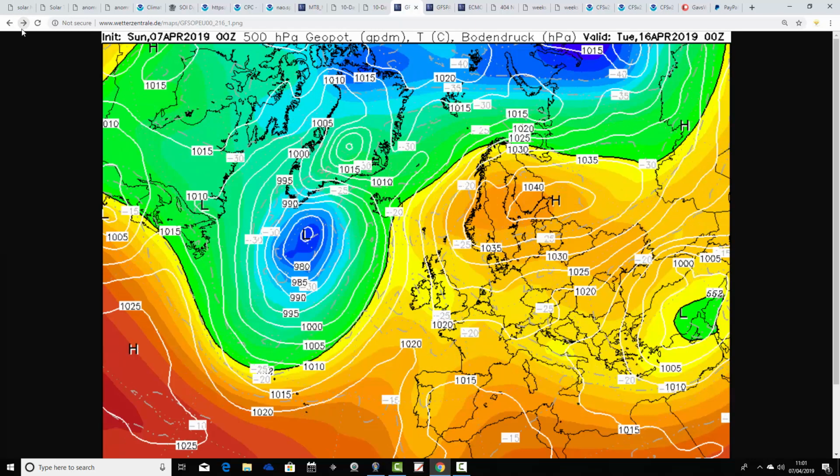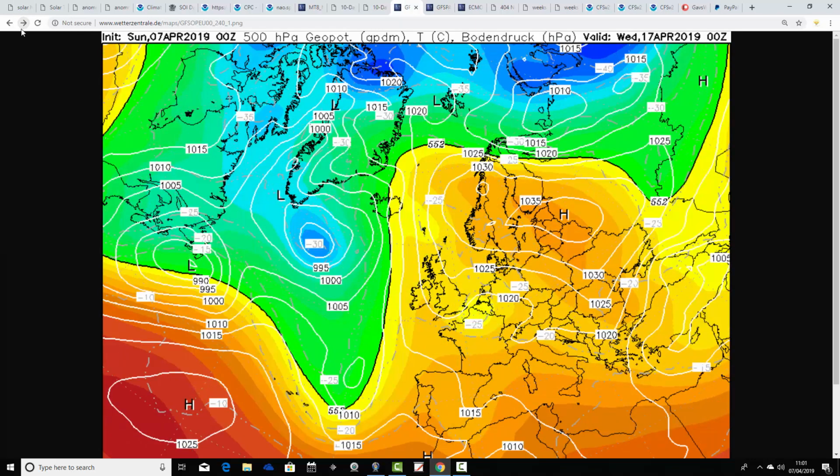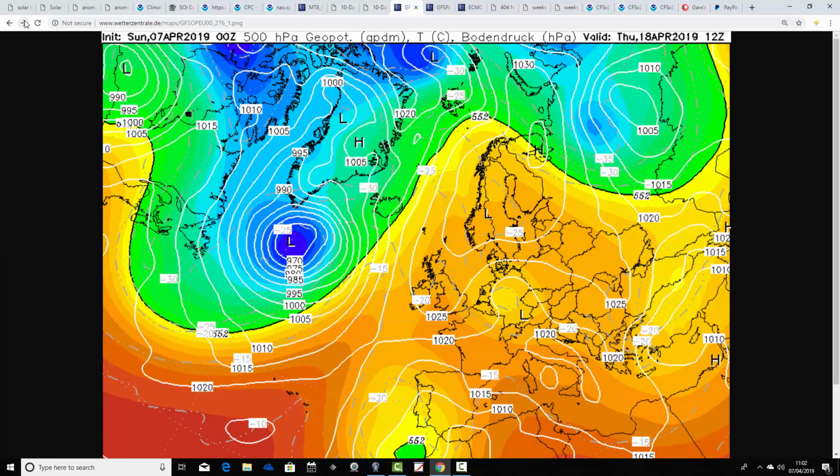Into next week, high pressure again is still there over Scandinavia. If anything, it starts to win the battle. So that's how we look at day 10, which is Wednesday the 17th of April. Against a high pressure over Scandinavia that's dominating, we're bringing in easterly winds still, and there's some sort of trough there in the North Sea, so that could be enhancing the shower risk for the south and the east in particular.